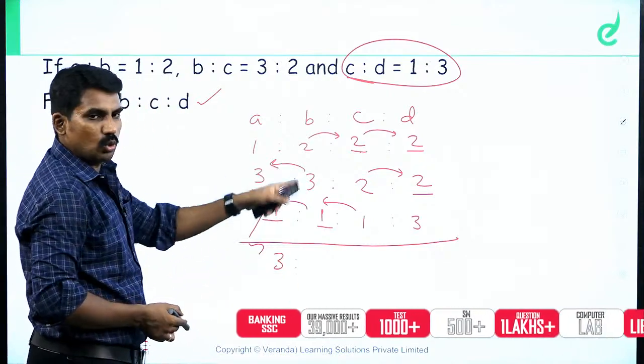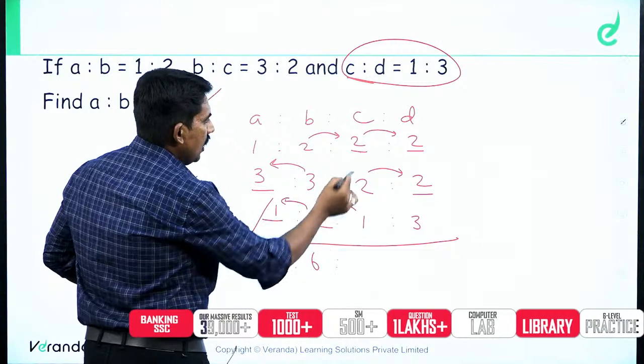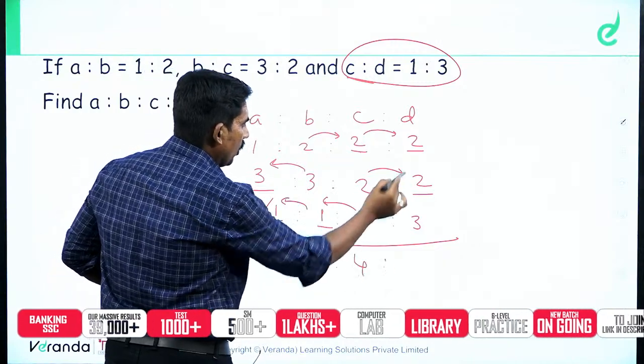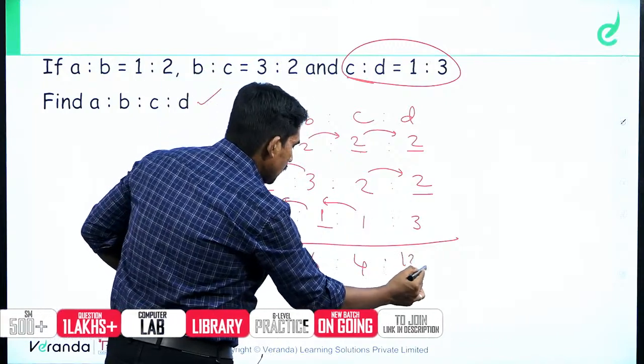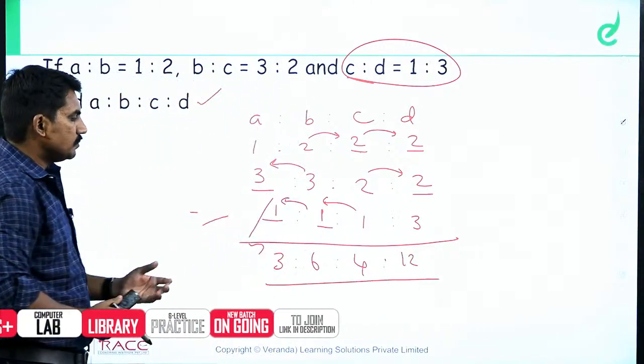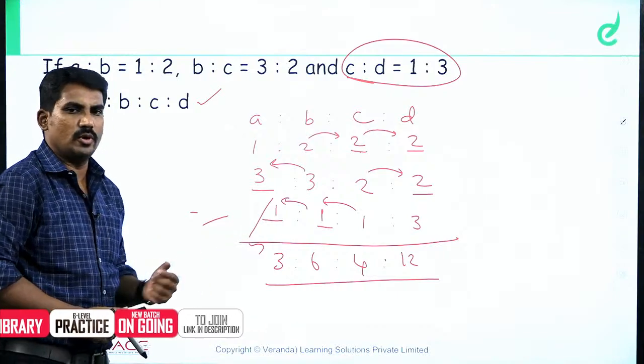B value is 2 into 3, 6. C value 2 into 2, 4. D value 2 into 2, 4. 4 into 3, 12. Is there any common multiple between them? 3 is to 6 is to 4 is to 12.